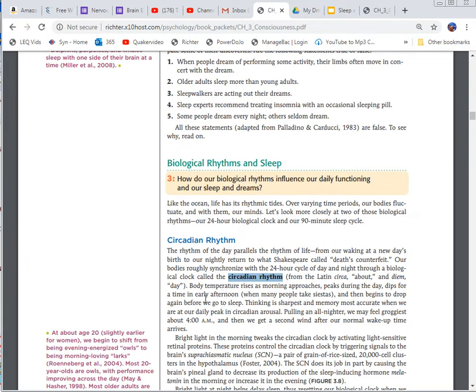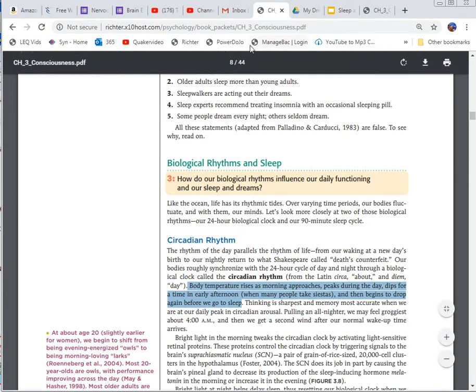How does it work? "Body temperature rises as morning approaches. It peaks during the day and it dips for a time in early afternoon, when many people take siestas. And then it begins to drop again before we go to sleep." So that's the first thing we want to make a note of. If you have a paper copy, you might highlight that part right there, or if you can on Adobe Reader, highlight that. I'm not sure if you can do that and save it. I should test that. I've got mine open in Chrome, so I know I can't do it in Chrome.